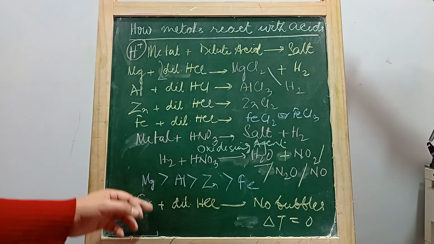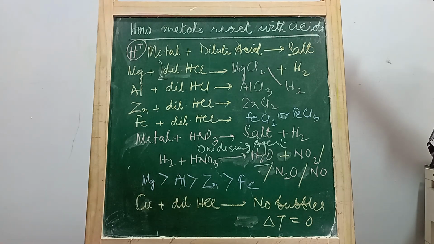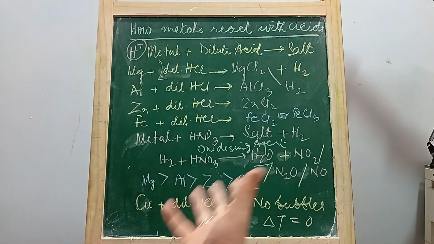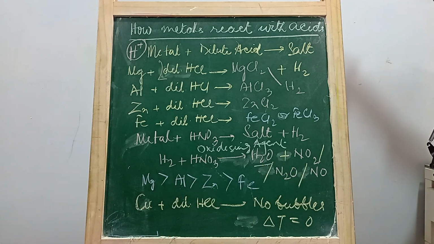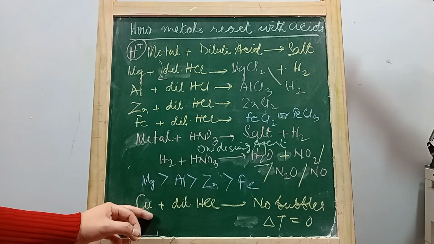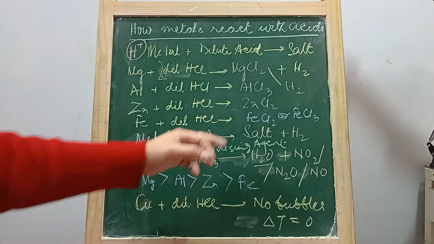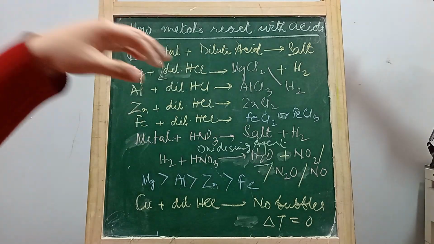But what about copper? When we put copper in dilute hydrochloric acid, we see that there is no formation of bubbles. In our earlier class, we found that when metals react with water, some react very vigorously with cold water, some react with hot water, and some react with steam.